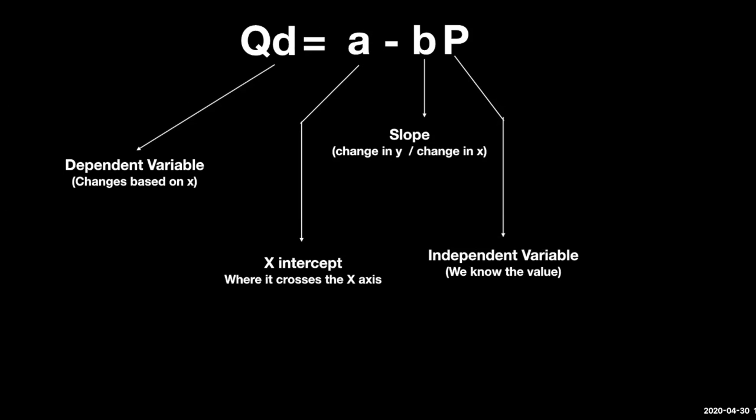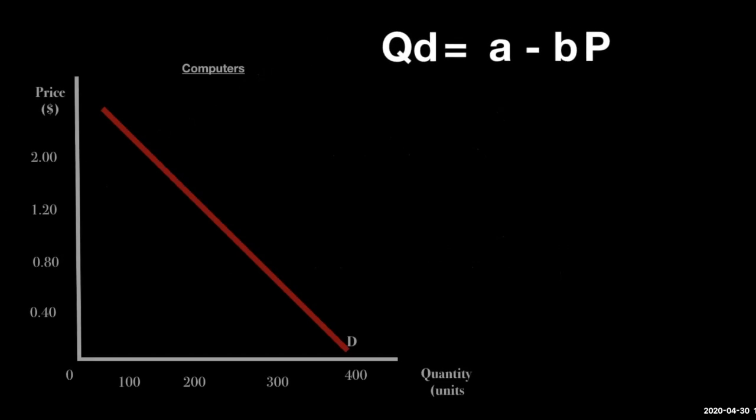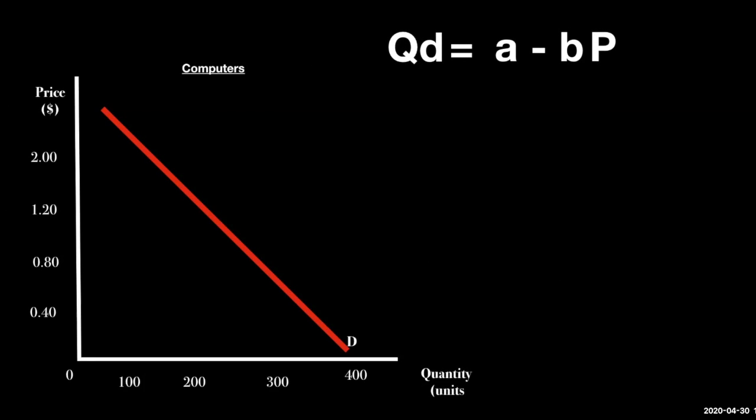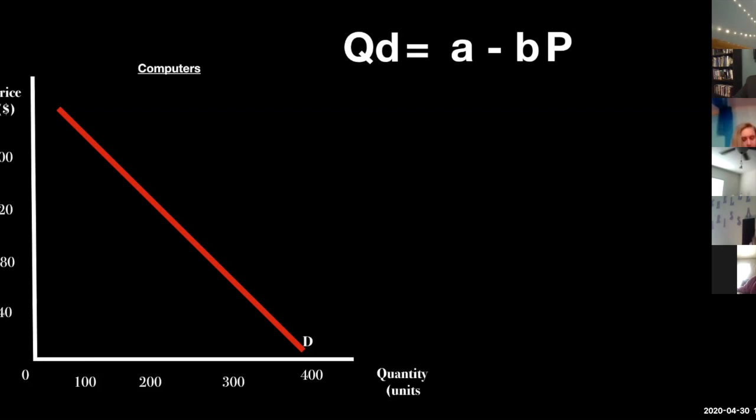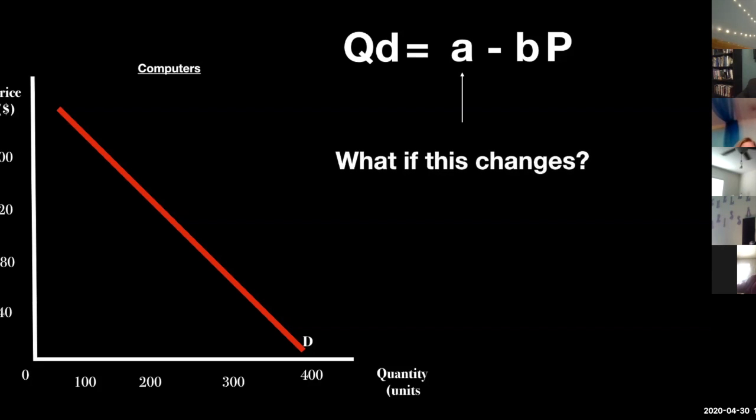They get that formula by taking the linear function of any line, changing the variables a little bit, just naming them something different. And when they do that, this is the formula that they get. So something like this. Here's our demand curve for computers, and quantity demanded equals A minus BP. Now, what if that term changes?